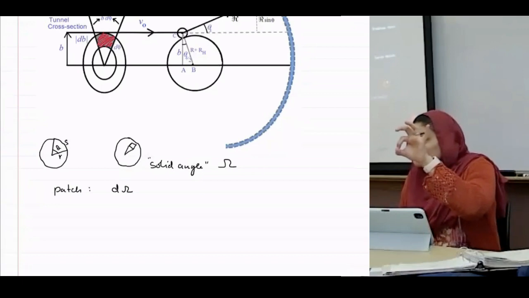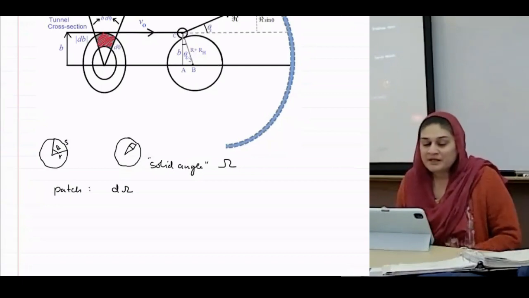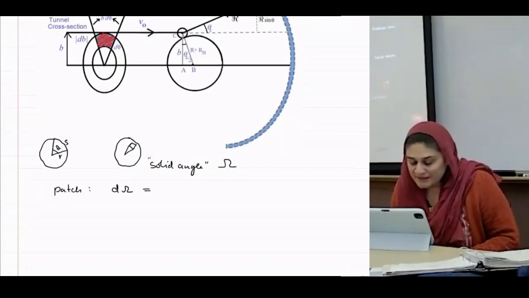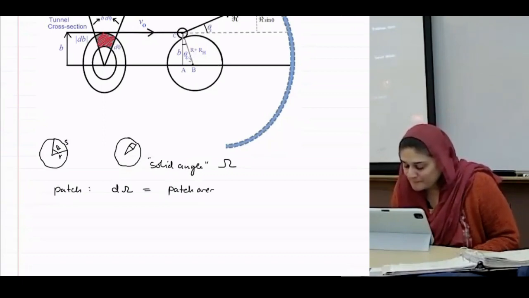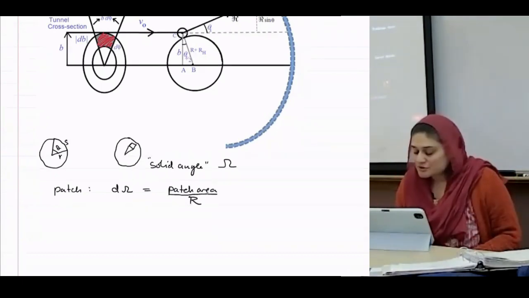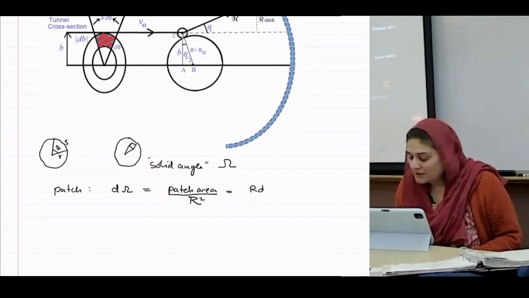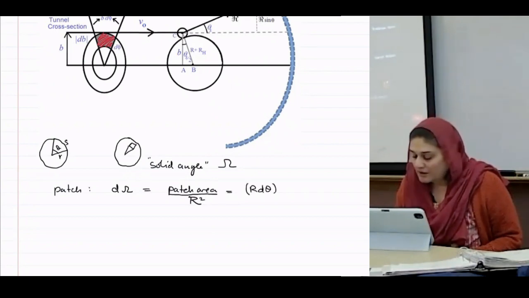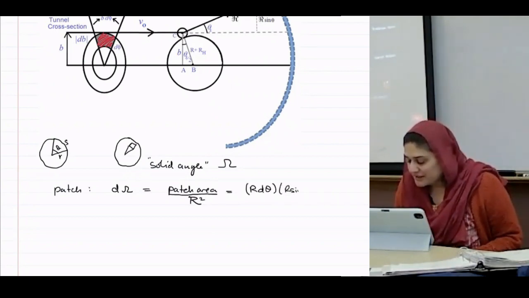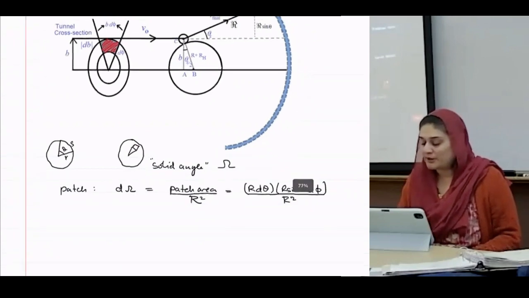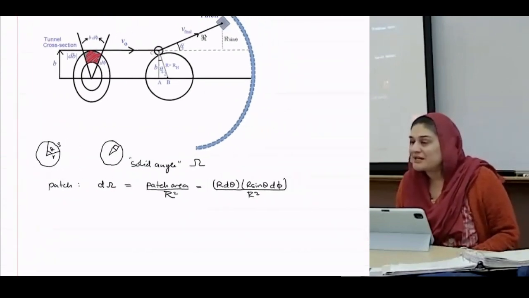So if you were to take that tiny patch, may I call this patch the tiny d sigma? That is defined as the area of the patch divided by the radius of your sphere, squared. So what is your patch area? R d theta, R sine theta d phi. Stare at it very carefully. We have done this before. This is just in 2D.